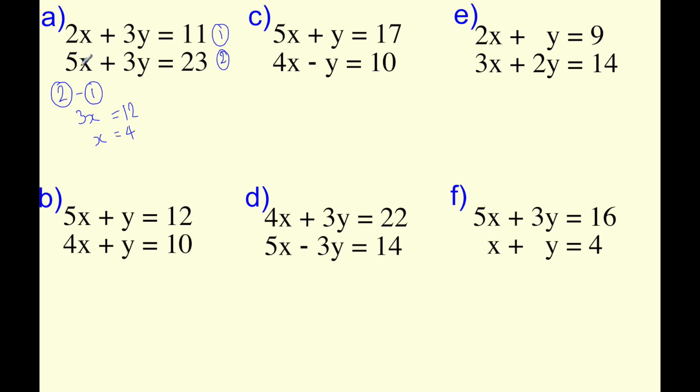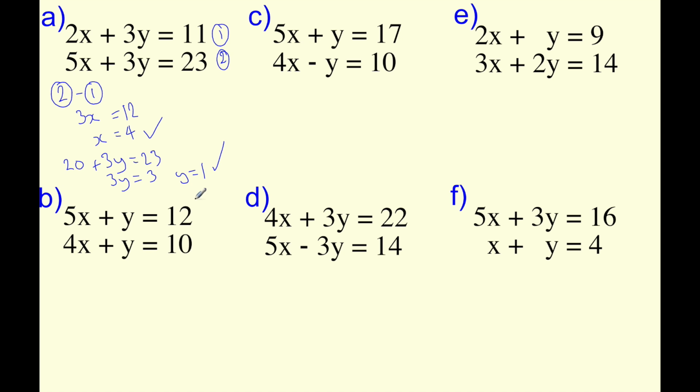When we substitute that in, 5 lots of 4 is 20, plus 3y equals 23. So we can see now that 3y must equal 3, and therefore y equals 1. Let's just double check that. So we've got 2 lots of 4 is 8, plus 3 lots of 1 is 3, 8 plus 3 is 11, so we know that those two are correct.